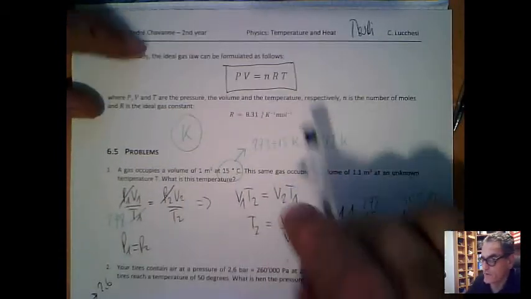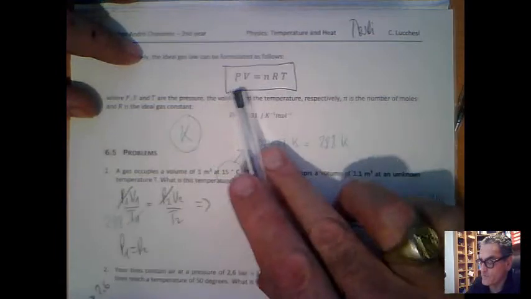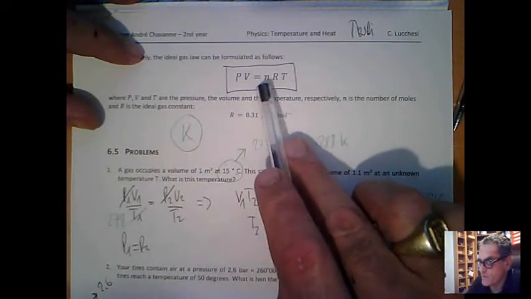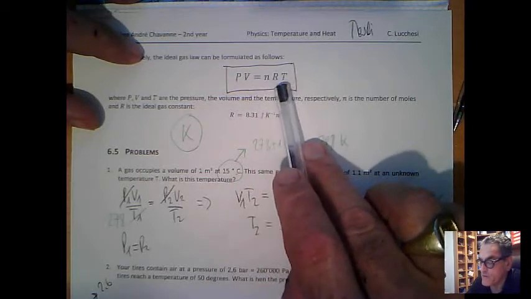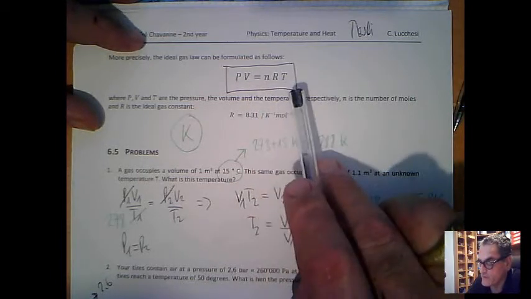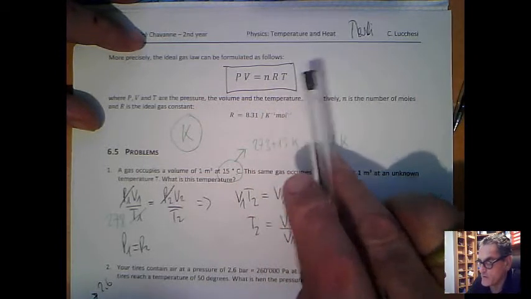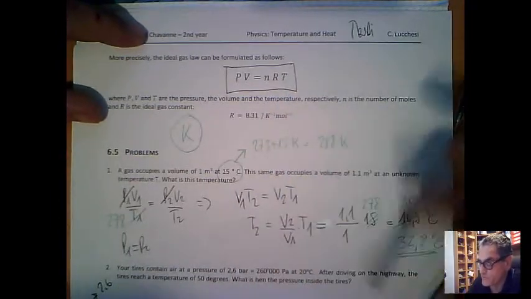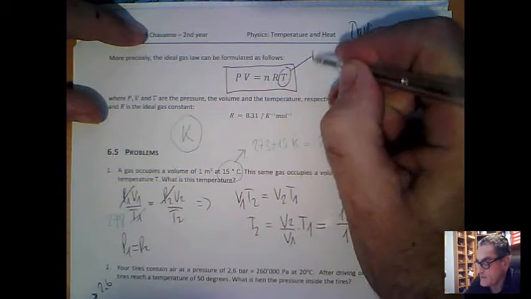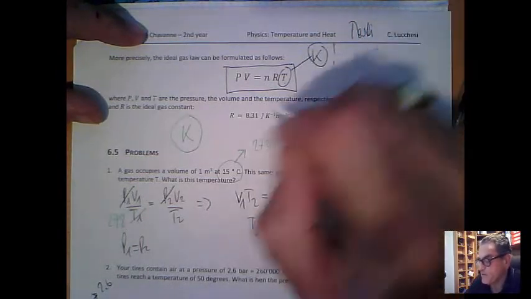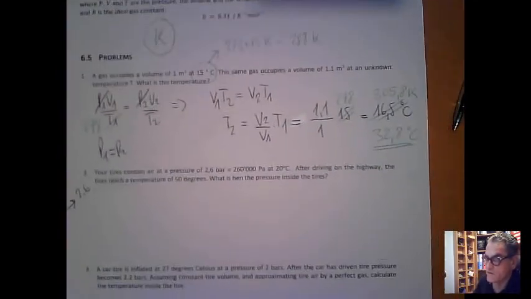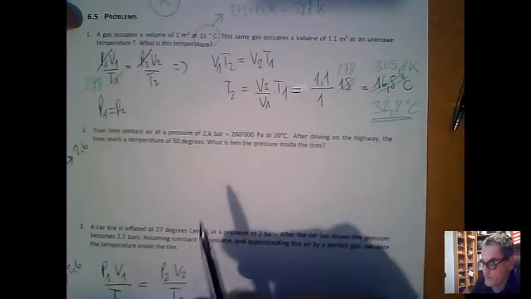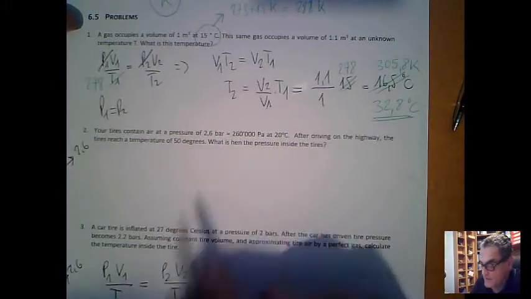So we were working on the ideal gas law. PV is equal to nRT, where P is the pressure, V is the volume, n is the number of moles, R is a constant of value 8.31, and T is the temperature. But be careful, this temperature should be expressed in kelvins, okay, not in centigrade degrees. Exercise 1 we did last time. We saw that it was important to have kelvins.